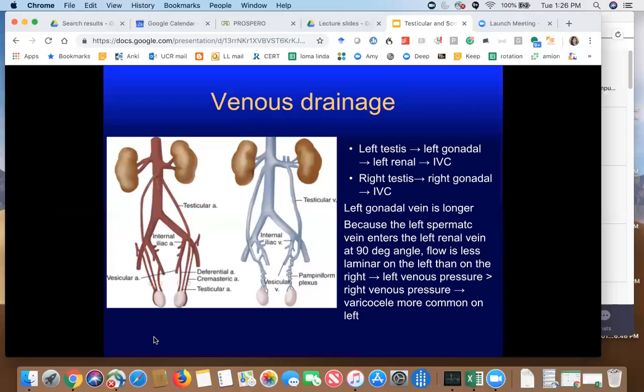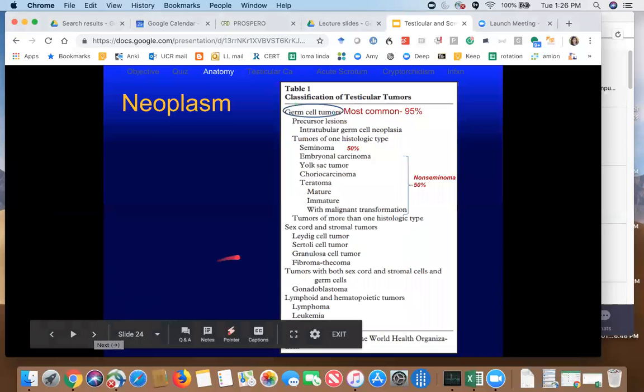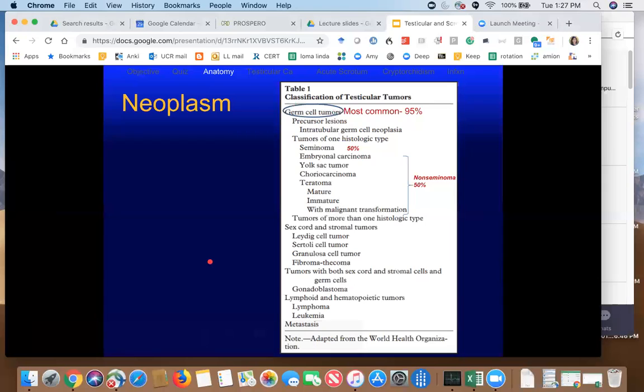Okay, those are the two questions. Very good questions, though, because they sort of underlie the pathophysiology of this. But most are due to venous insufficiency, venous hypertension or valvular insufficiency, just like varicose veins. So the cause is most commonly benign.